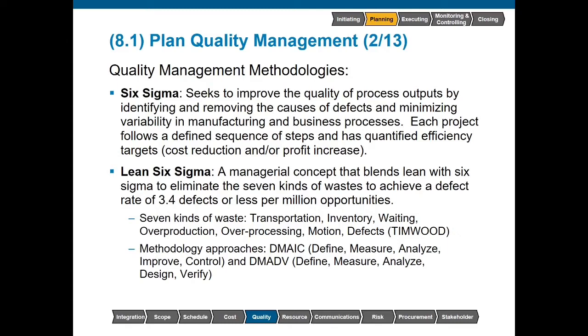Lean Six Sigma follows a similar path. The big difference here is instead of looking at variability within processes, we're looking at waste that exists within the processes. There's 7 specific types of waste that Lean Six Sigma seeks to eliminate. These are represented within the acronym TIM-WOOD.